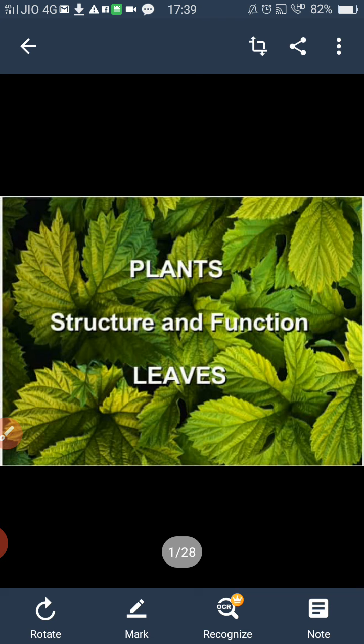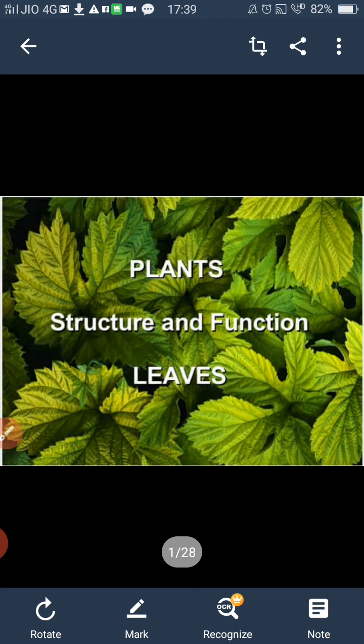So, let us start our new topic. Okay? Now, tell me how a plant prepares its food, and that food we eat. What is present in a plant that is green in color? Tell me.